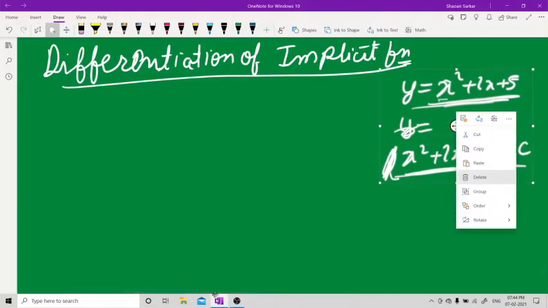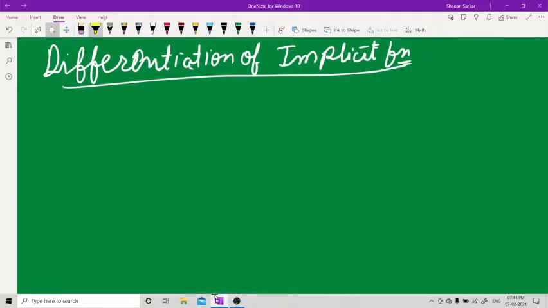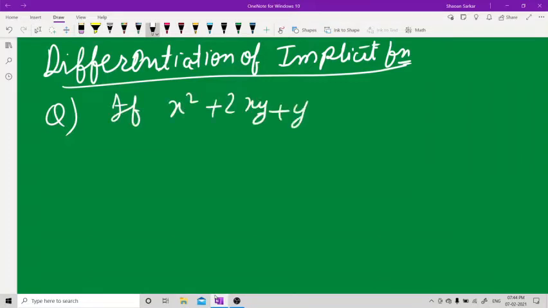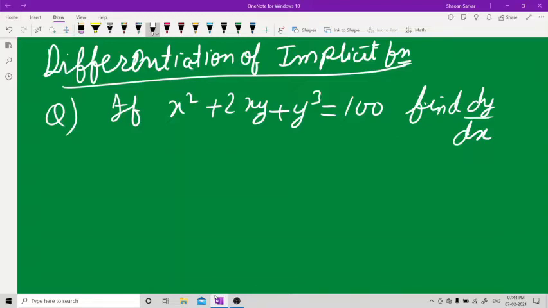Now this is implicit, explicit. Now let's take an example and do it. First, we have a question. With a question only you will understand. If x square plus 2xy plus y cube is equal to 100, find dy by dx. In this case you cannot separate x and y. यहाँ पे x और y को separate नहीं कर सकते. उसके लिए इसका नाम क्या है? Implicit function. Explicit नहीं है.